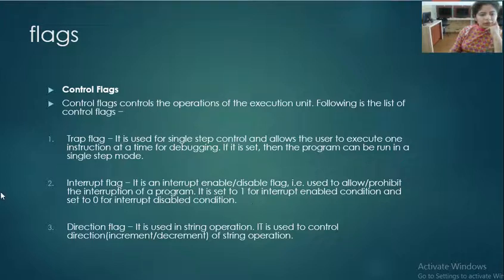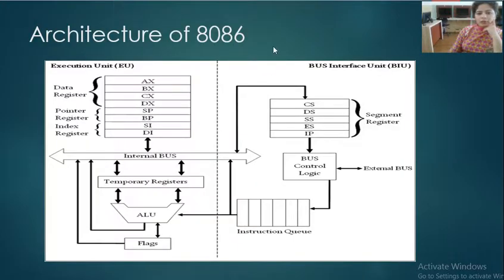So with this, we have completed the flags of 8086. So again, look at this diagram. With this, we have completed the execution unit of 8086, where we have studied general purpose register, special purpose register, after that ALU and flags of 8086. With this, we have completed the execution unit part of 8086. Now after that, we will start the bus interface unit, BIU.